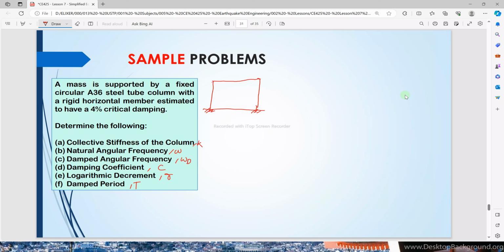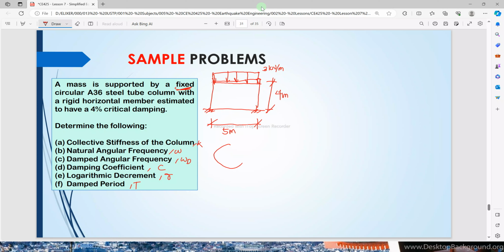So you know that the circular steel tube, the base is fixed. The height of this structure is 4 meters. Then it has a mass, no? 3 kilonewton per meter. And then the span here, that is 5 meters. And then we have this circular steel tube.